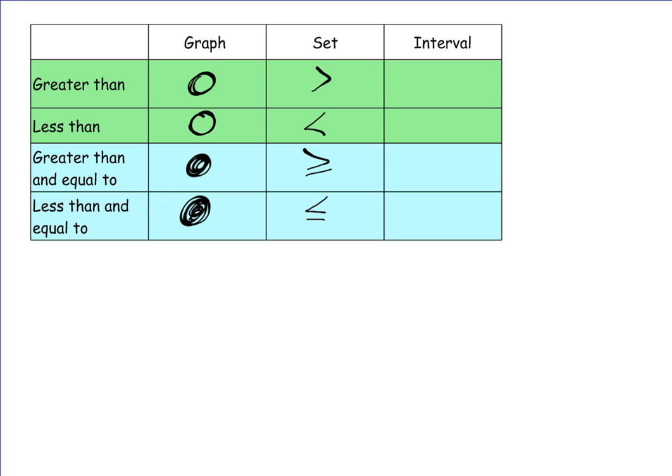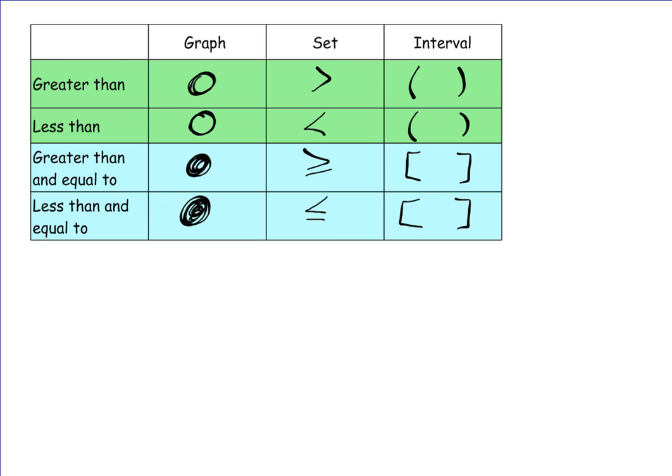In interval notation, we use parentheses for both of these open endpoints, whichever way it has to go. And we use brackets on our endpoints to tell us that that is an included dot.